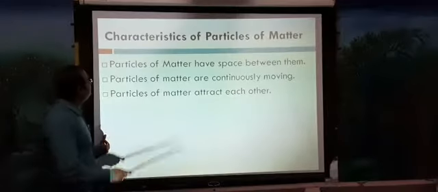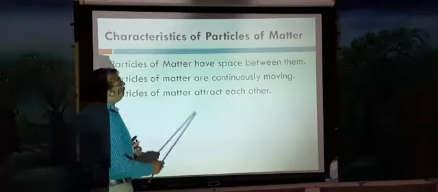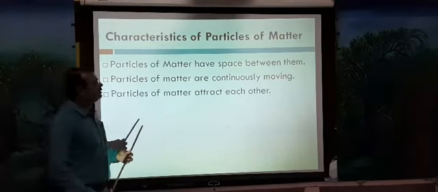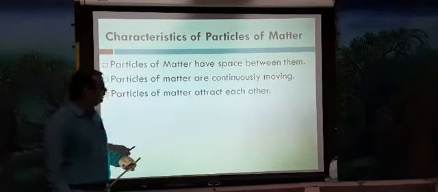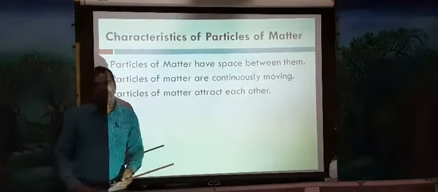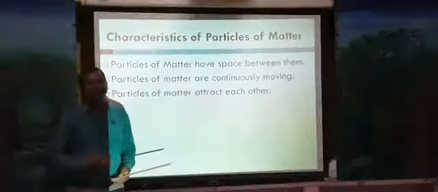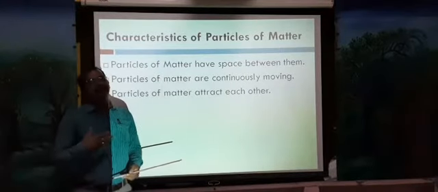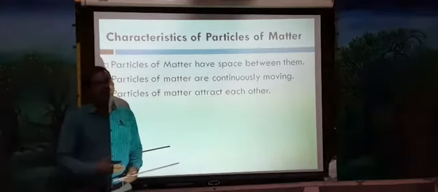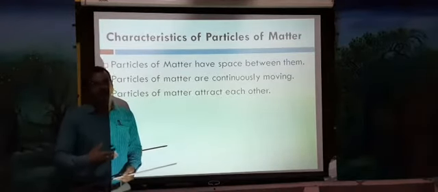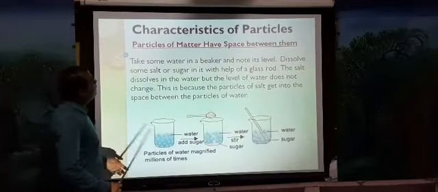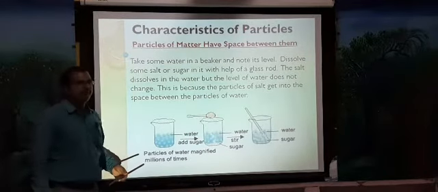The first one: the particles of matter have space between them. The second one: the particles of matter are continuously moving. And the third one: the particles of matter attract each other. These are the three main characteristics of what? Particles. Let us study these three characteristics in detail through activities. First, the particles of matter have space between them.